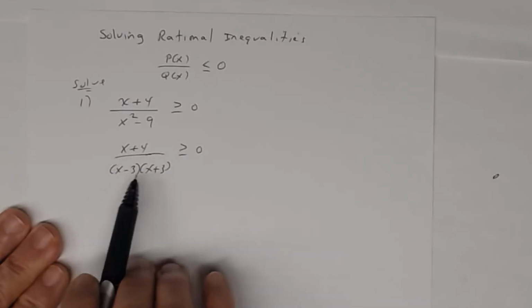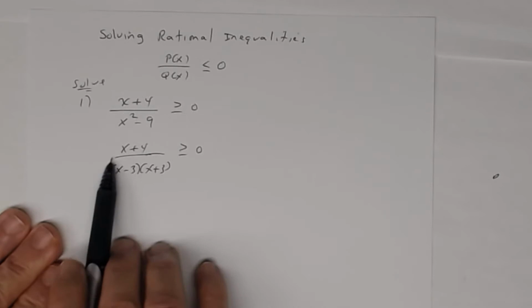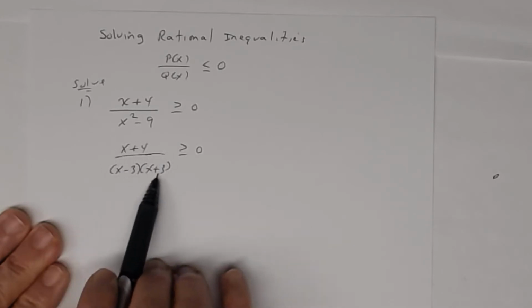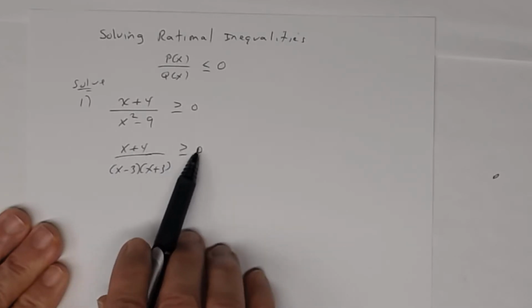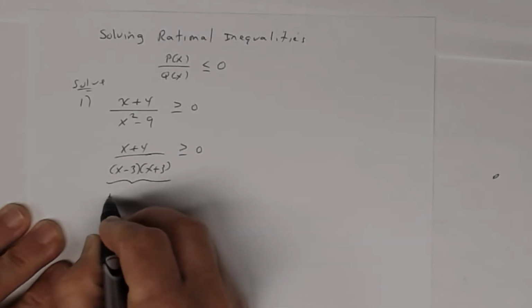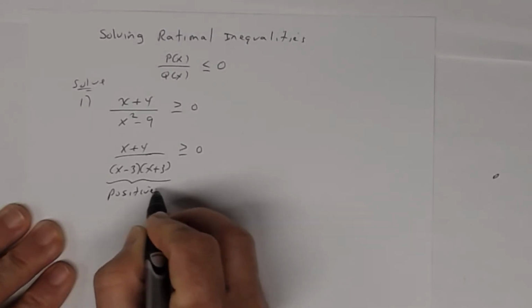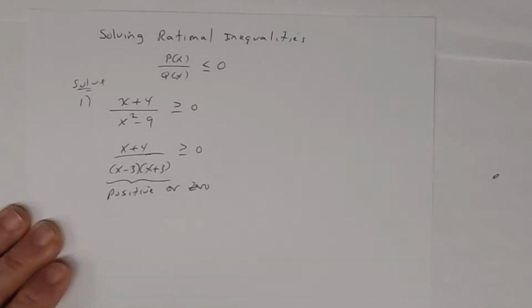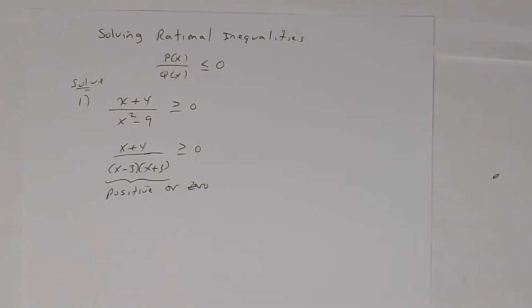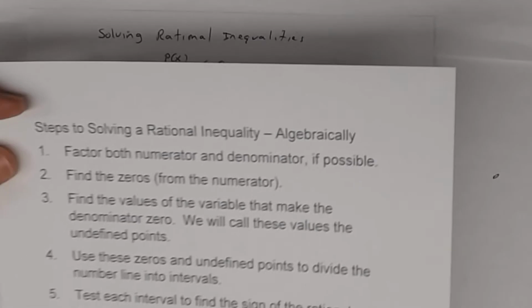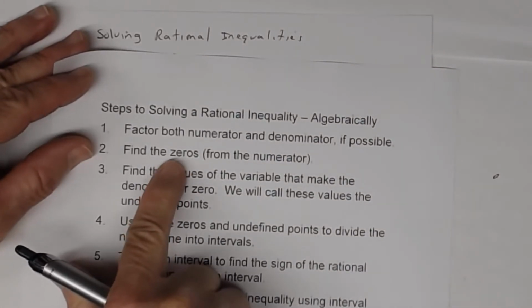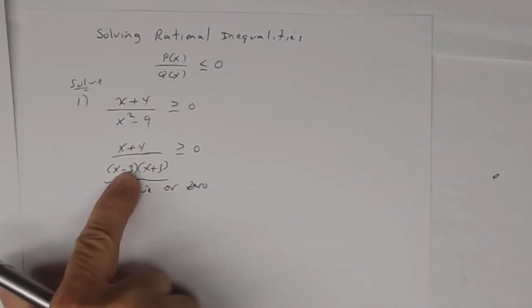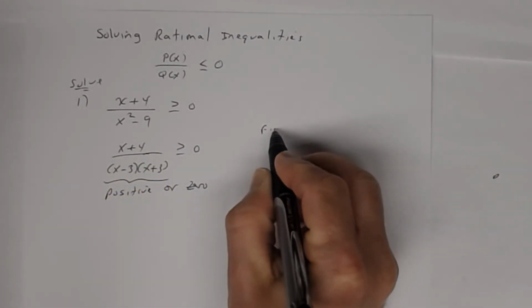Whatever value of x works, that solution should make this rational expression positive, because greater than 0 means positive. So you want this to be positive or equal to 0. Now the first thing you're going to do, as we did in the previous 2 lessons, is find out what makes this rational expression 0. So you want to find the zeros.